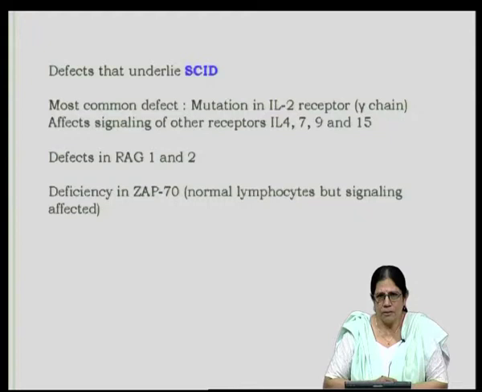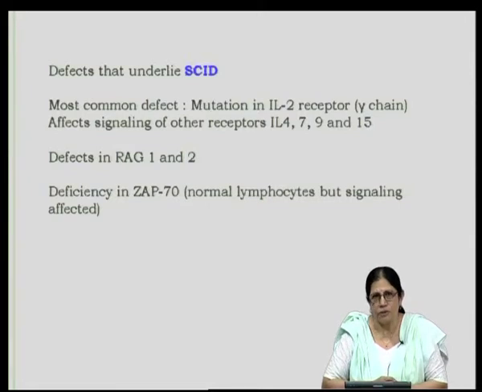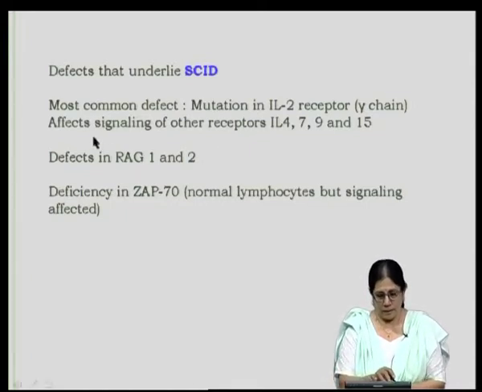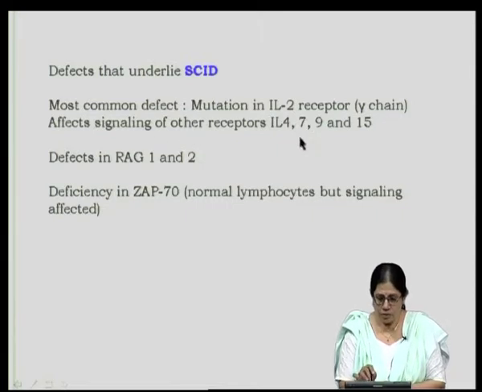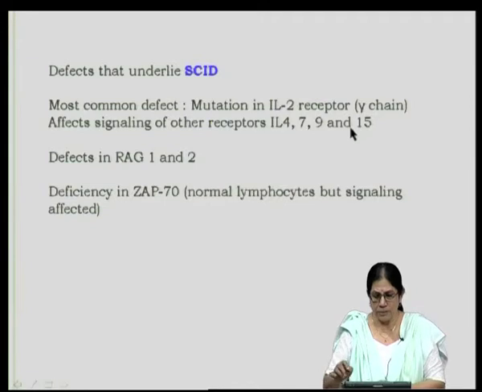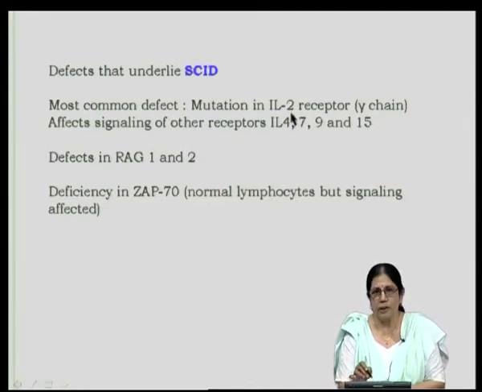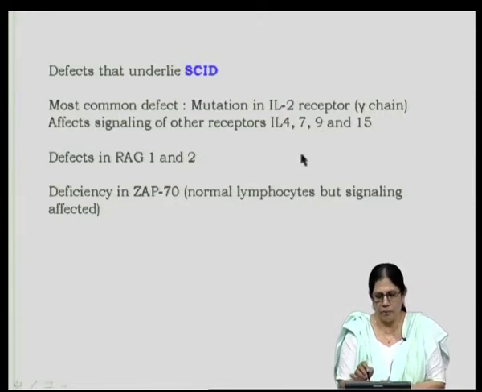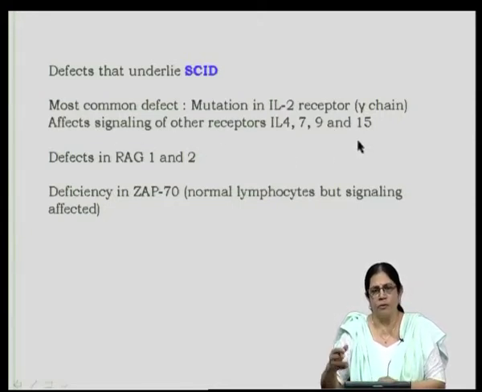Now, interleukin 2 receptor, I hope this rings a bell. Interleukin 2 receptor is absolutely essential for the signaling of T cells. It is also required for B cells, but you also have interleukin 4 and 5 receptors that can take over. Mutations in this receptor also affect other receptors such as interleukin 4, 7, 9 and 15, because the same gamma chain is a part of these receptors. So one can imagine that mutations in the IL-2 receptor can bring about severe immunodeficiencies, because other receptors also get involved.